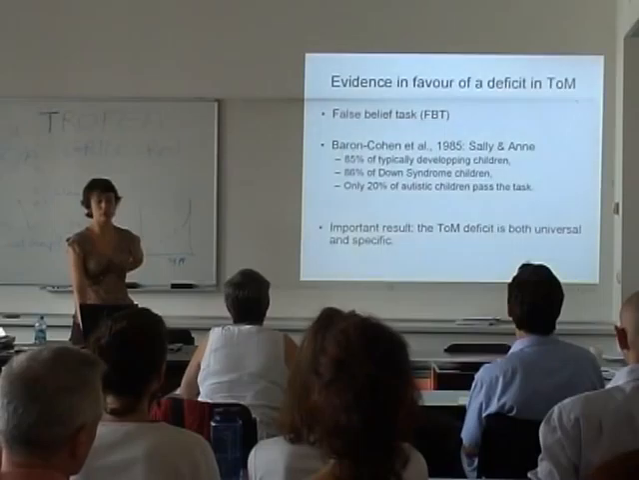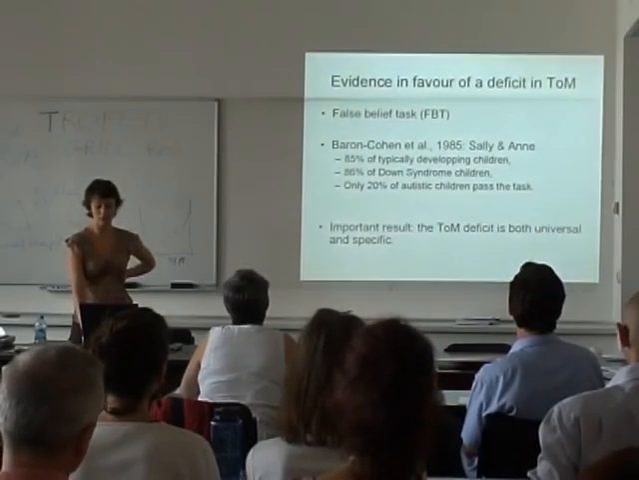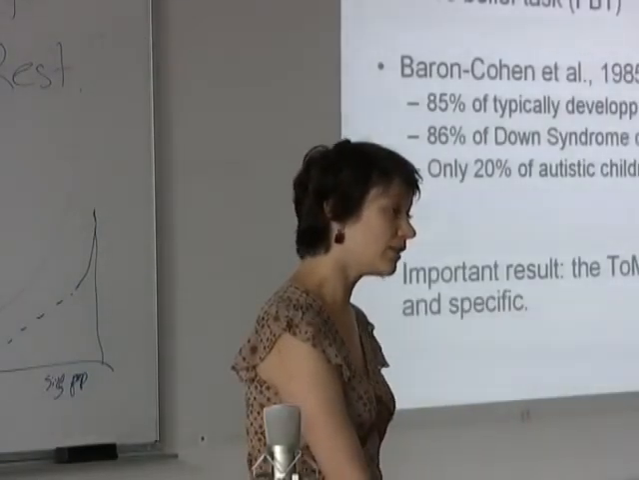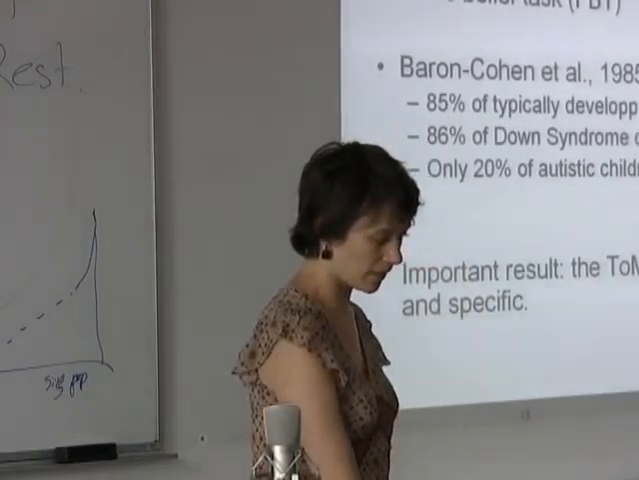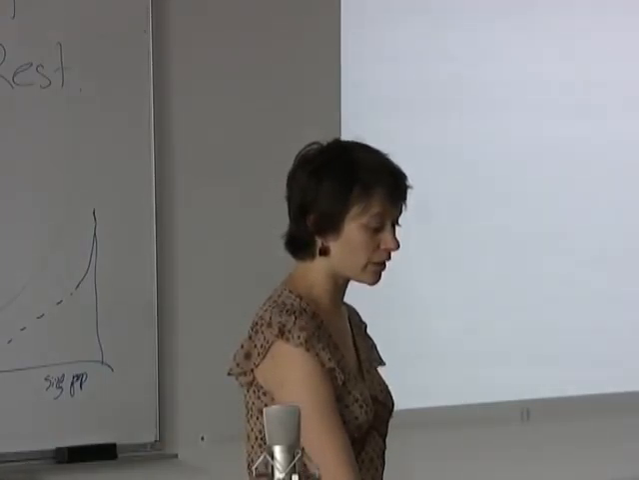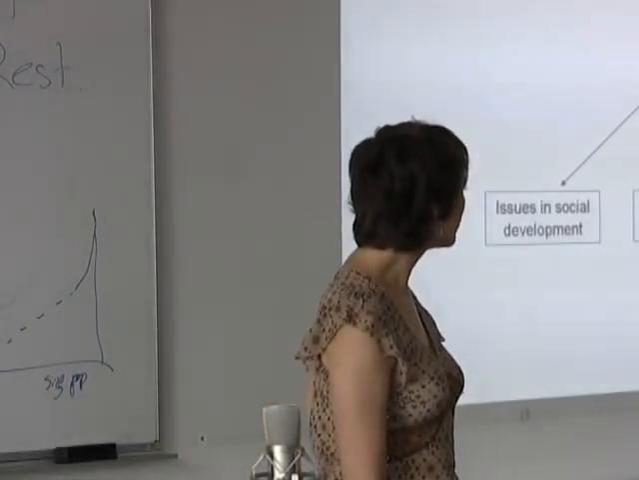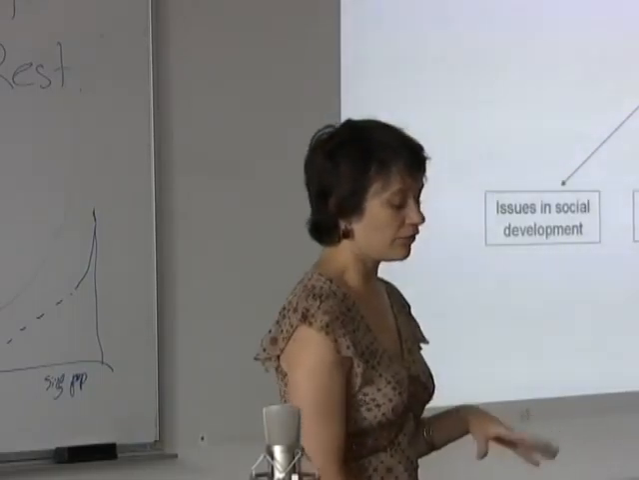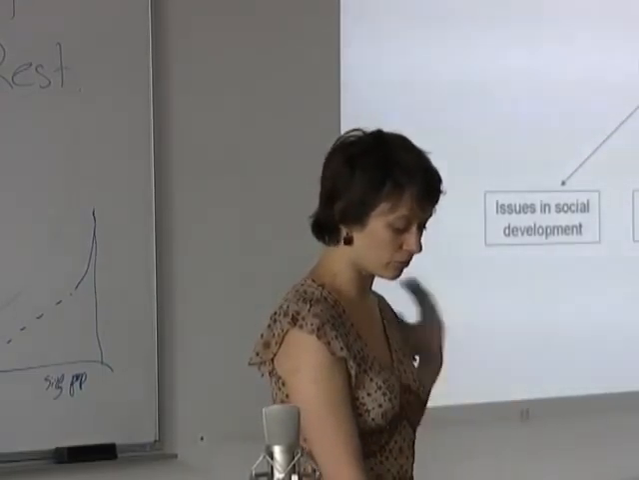And that was an important result because the theory of mind deficit appeared both as being universal because it concerned the great majority of children, and as being specific because it was affecting autistic children and not Down syndrome children. So this gave rise to what I call a standard explicative model of autism, whereby the theory of mind deficit would cause issues in social development, issues in communication, and issues in pretend abilities. If you explain all this in autism, you have a pretty good model of autism. So it's quite a powerful model.